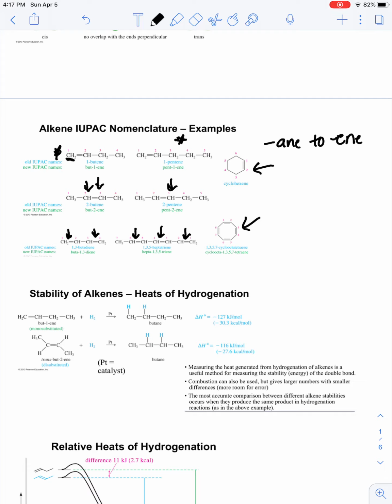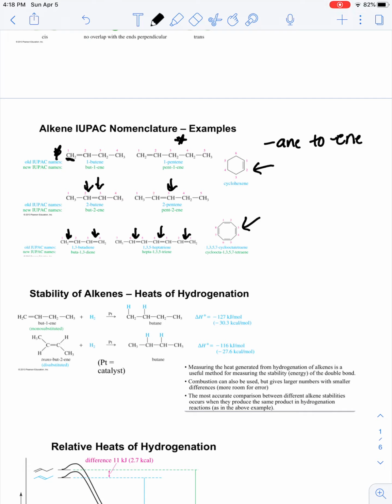And then same thing with a cyclic system. So if we have more than 1 double bond in a cyclic system, you just count the number of double bonds. So here we have 4 double bonds. When we have 4 double bonds, it's going to be a tetraene, right? Which makes sense. So di for 2 double bonds, tri for 3 double bonds, and tetra for 4 double bonds. Again, you're just going to number those, and then you will put everything together. So this would be 1, 3, 5, 7 cyclooctatetraene.